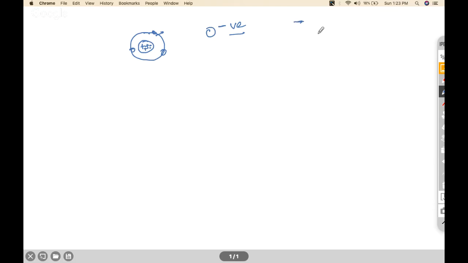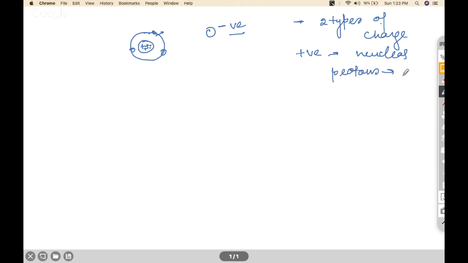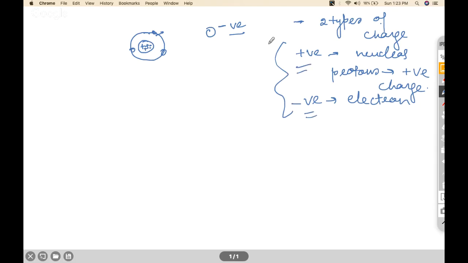So I will tell you from here that conventionally we have two types of charge. One is positive. Generally, the nucleus, which contains protons, is denoted as positive charge, and negative charge is electrons. This is just a convention that this is positive and this is negative.